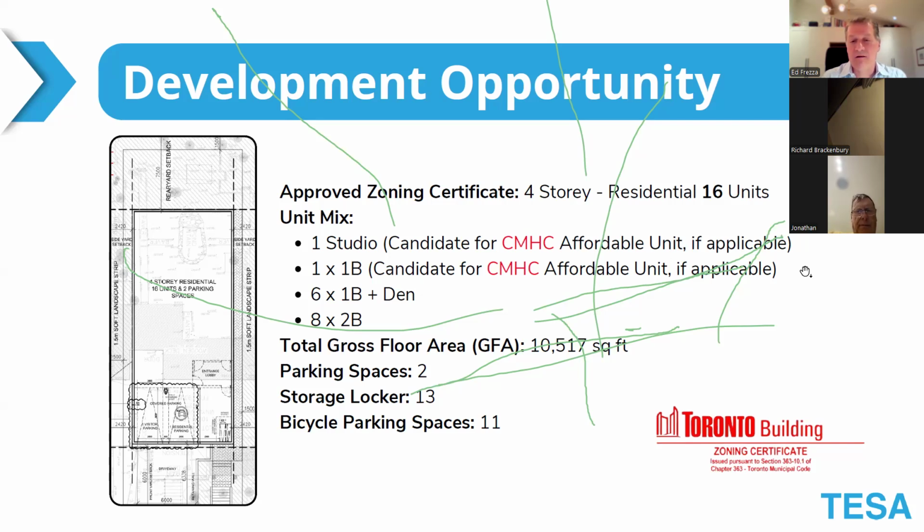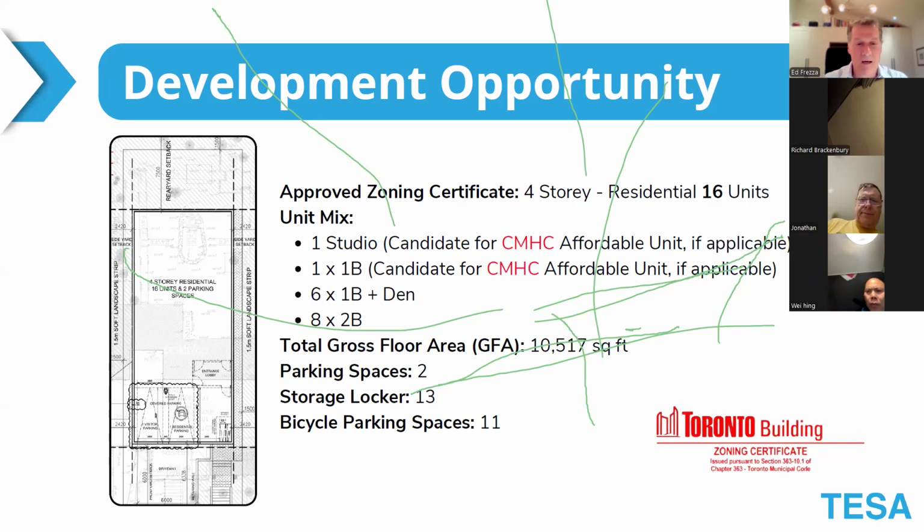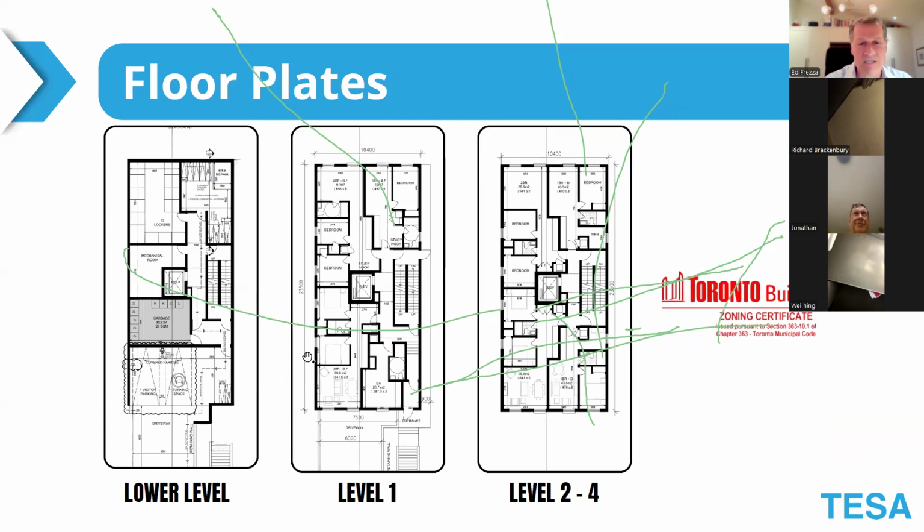The total GFA, gross floor area, is going to be 10,517. As I mentioned earlier, you can see that there's going to be right here a 2-car parking. We're going to have 13 storage lockers, and we're going to have 11 bike lockers or storage spaces inside as well. You're seeing that the city wants to promote less reliance on cars, and so they're putting more reliance on bikes and making space for bikes, also dealing with garbage. And so I'll show you in the following slides basically how it's being laid out.